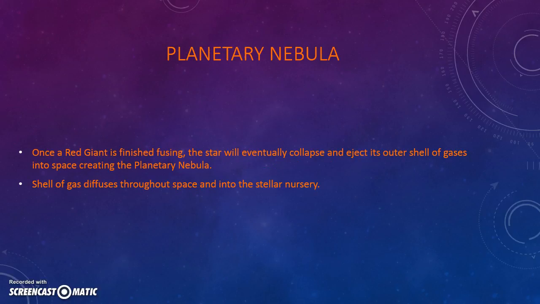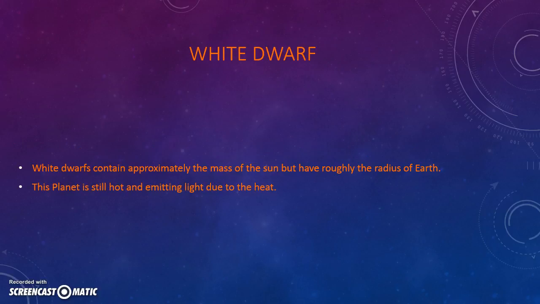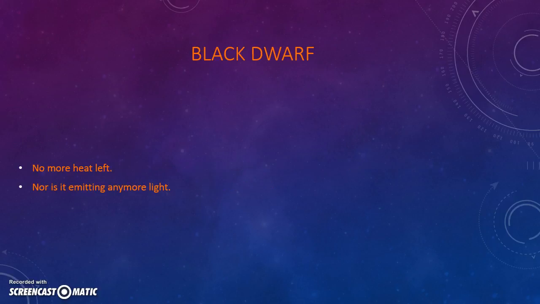Once the fusing is over, gravity will take over again. This time, the sun will collapse and eject its shell of gas, creating what is called a planetary nebula. Slowly, the gases just spread out and make their way through space. The white dwarf is just the rock of the sun, except without its gaseous shell, although still hot and emitting light. Now, the black dwarf is actually just a rock. There's no heat or light coming from it at all.